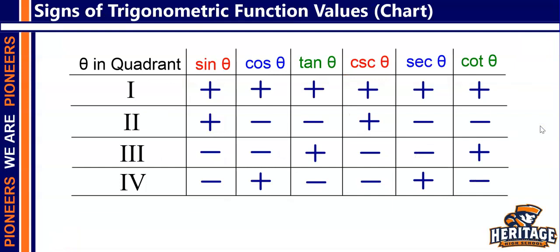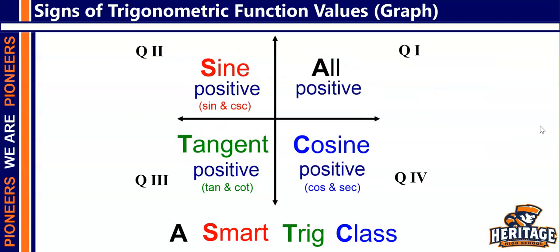This is going to be very important to establish and identify what your final answer will be, because which quadrant you're in will determine the sign of the final answer, whether it is positive or negative. So I have it for you in chart form, and here it is in graphic form, where the acronym A Smart Trig Class should help you remember, depending on which quadrant you're in, which trig functions are positive.